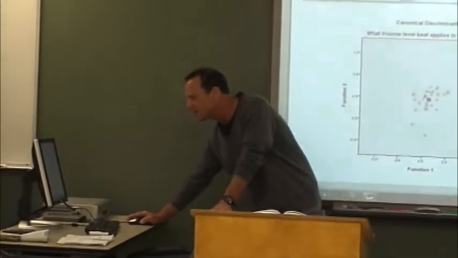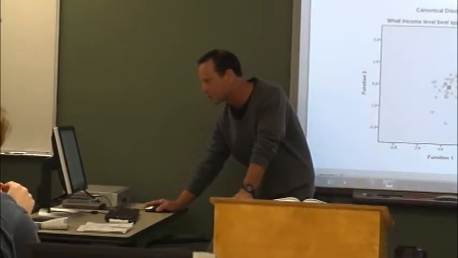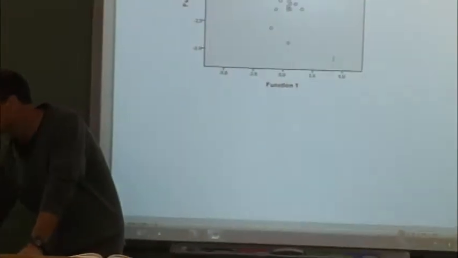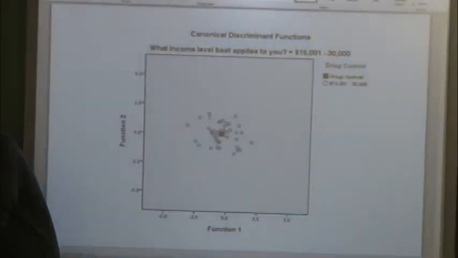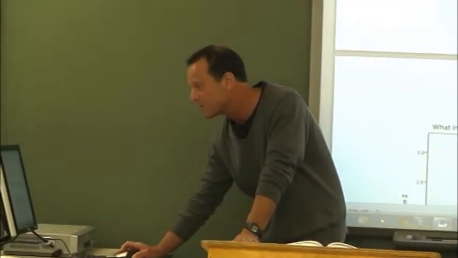And there you can get an idea. You can get the relationship of function 1 and function 2. There's that group centroid, right? For those who are under 15,000, 15 to 30. You get an idea if you want to go and look at the relationships of function 1 and function 2 for each of the groups of employment. So there's all these little plots you can get, individual plots for each of these.